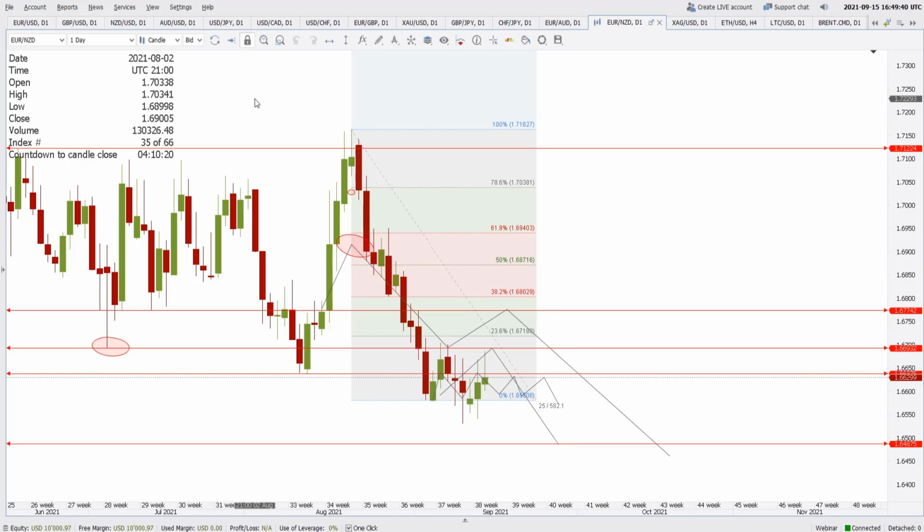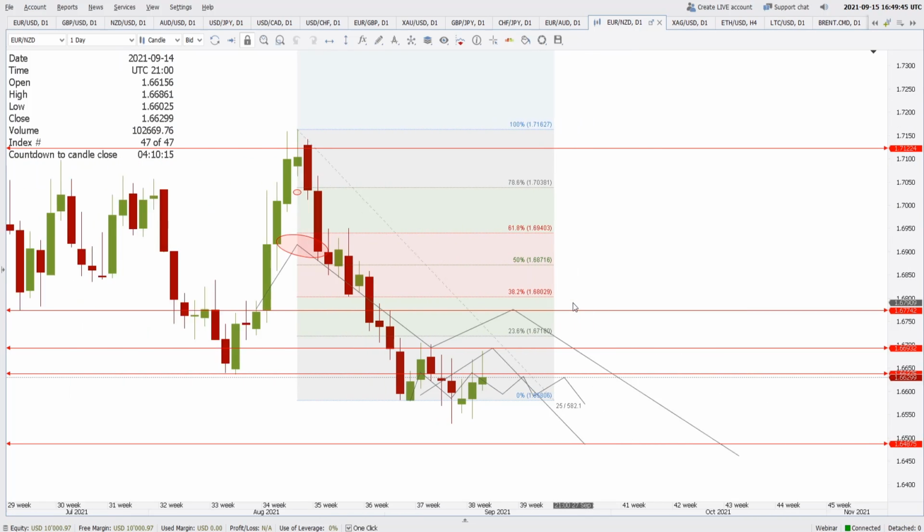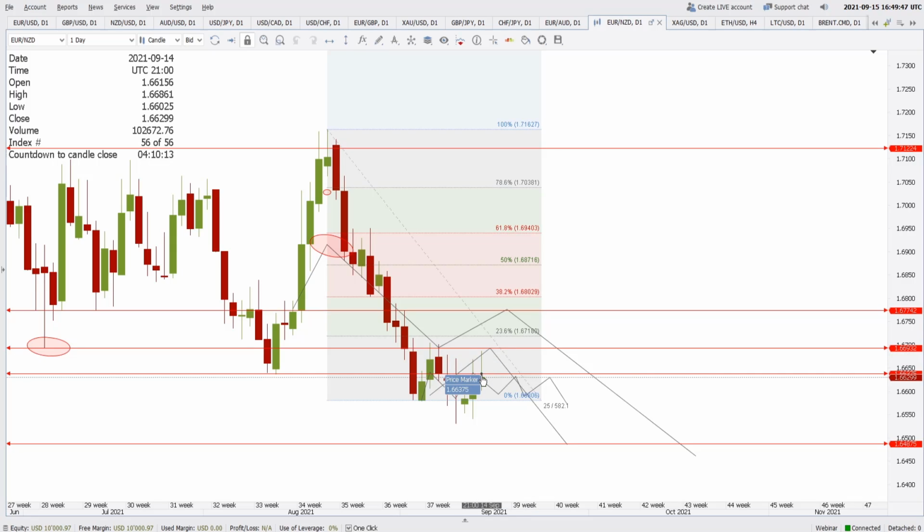Talking about the euro against the New Zealand, a small pullback yesterday and a small pullback today. The price has already seen the high of 1.6686 in this market. It's very close to the level that we had marked on our chart. This is 1.6693, and the price has actually not closed, but come below that level, as well as below the lower support zone, which is at around 1.6637. So right now the market is trading at 1.6629, which is not a good sign.